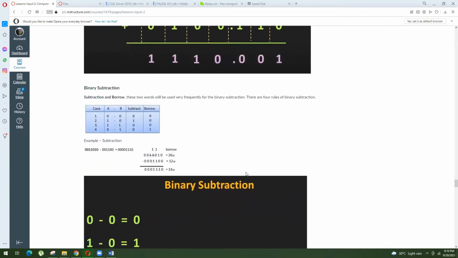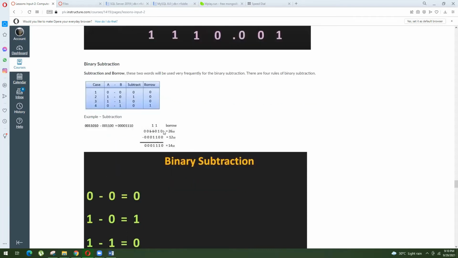Subtraction and borrow. These two words will be used very frequently for binary subtraction. There are four rules for binary subtraction. Namely, 0 minus 0 is 0, 1 minus 0 is 1, okay? 1 minus 1 is 0, 0 minus 1 is 0, borrow 1.